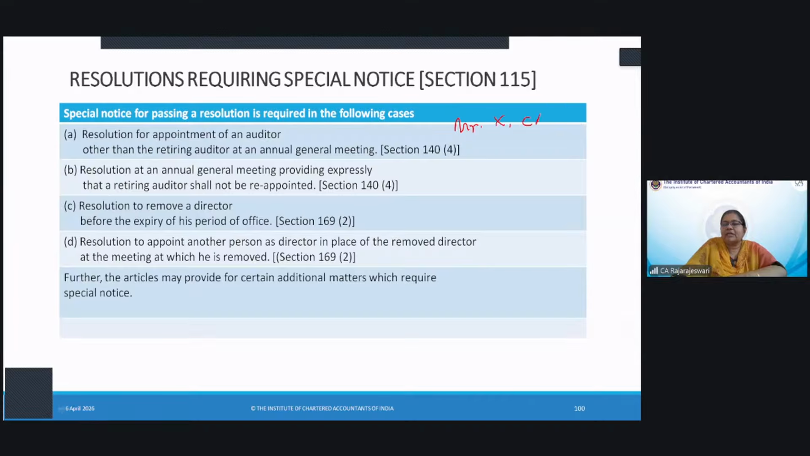X, chartered accountant, retires at the annual general meeting. Now, the company is going to appoint Mr. Y, chartered accountant, in place of X. Now, the rule is that generally the retiring auditor will be eligible for reappointment, and you will reappoint Mr. X as the auditor for the next year also.